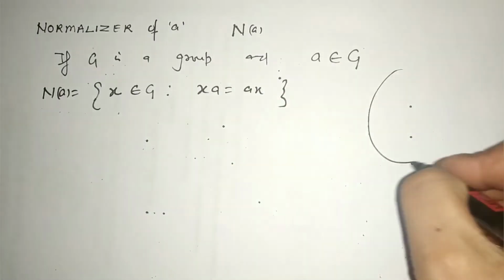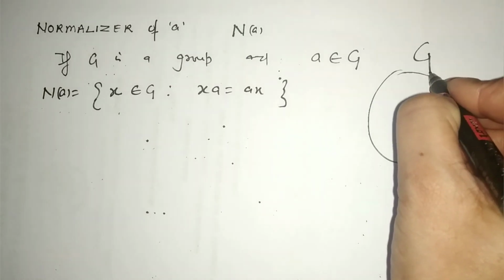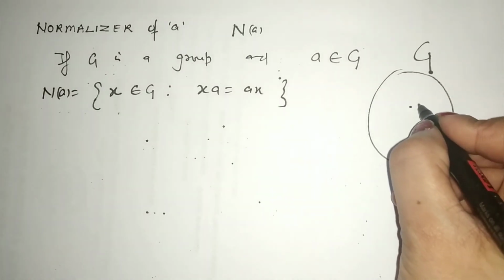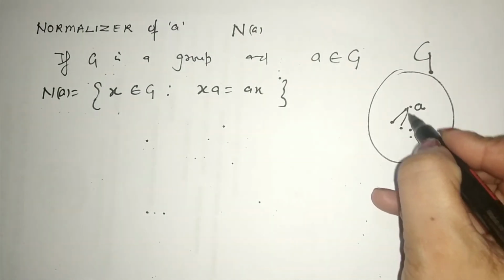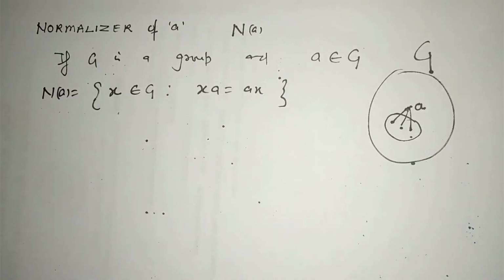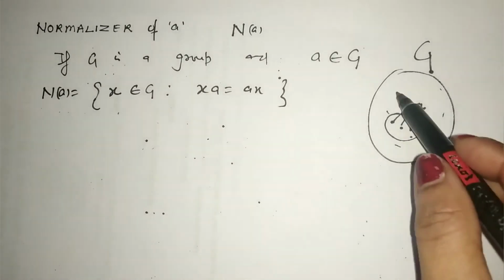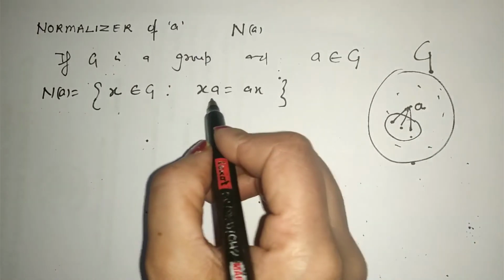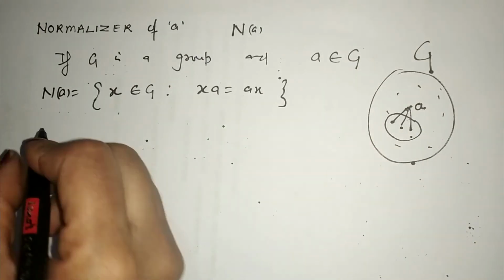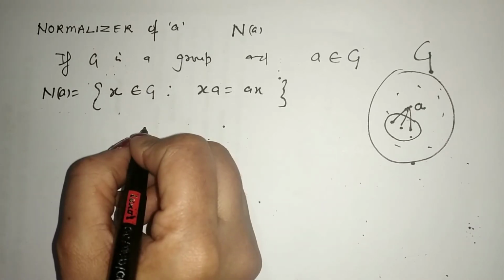So this is again in the same way, G is a group and A is any element in the group. Now those elements of G which commute with A, they form the normalizer. A little bit difference between the normalizer and center of a group is this. Center means those elements which commute with each element of G. Normalizer means they are commuting with A only. So here A is fixed, right? So this is the definition of normalizer.